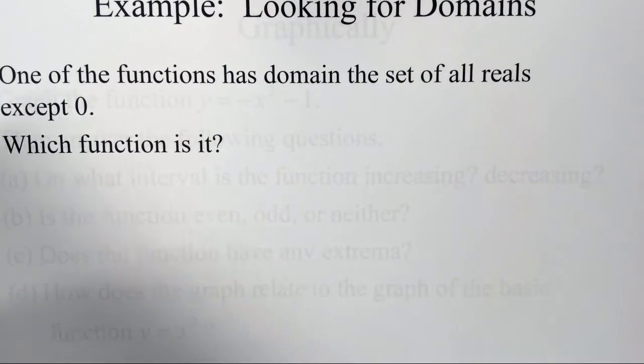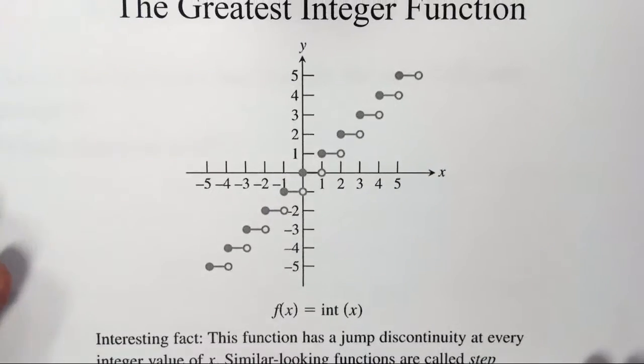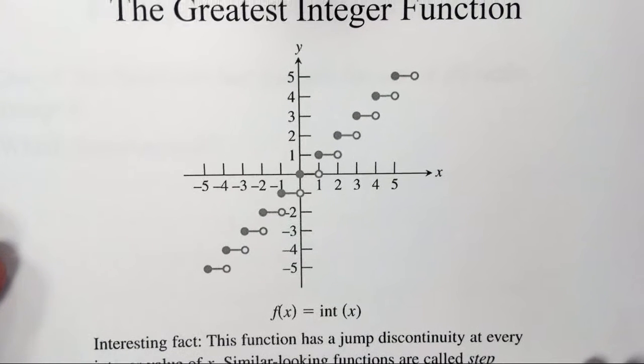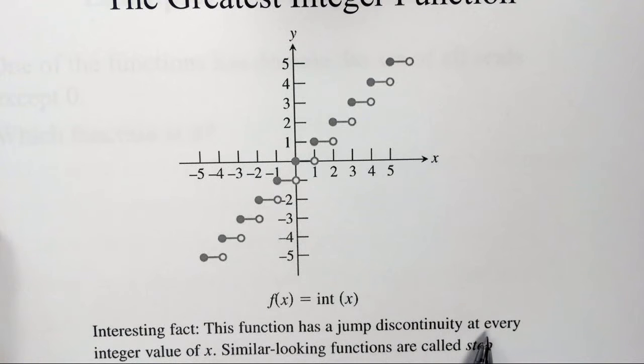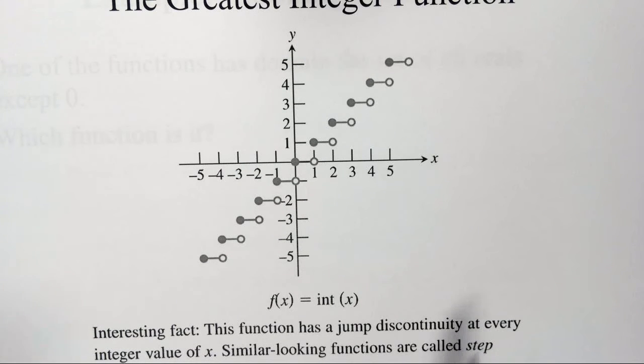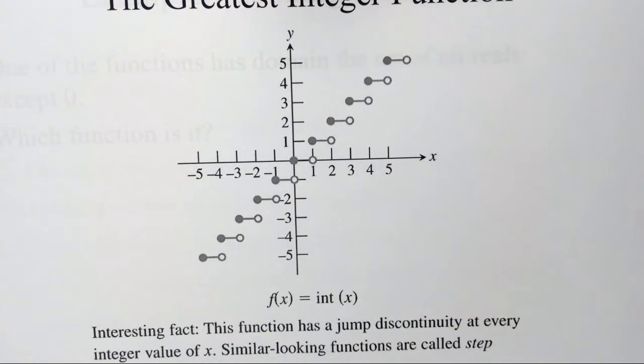Oh, wait, let's deal with one more. The greatest integer function. Notice it says the function has jump discontinuity. Remember talking about jump discontinuity, removable discontinuity, non-removable discontinuity. It's removable when it just has one little hole in it. It's non-removable when it has the asymptotes. Okay? So in a minute we'll look at the one that has the non-removable discontinuity. And when you have the different stages, we call it jump.